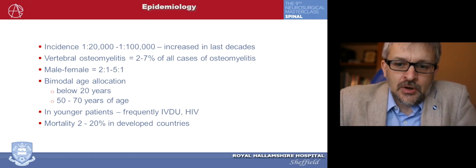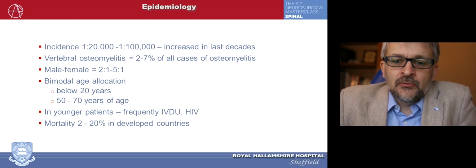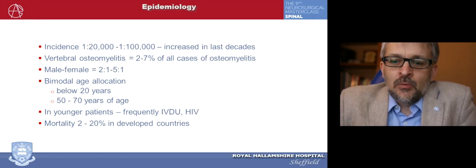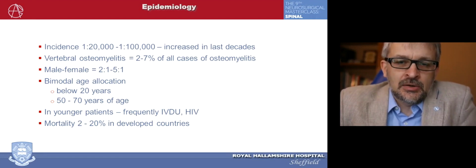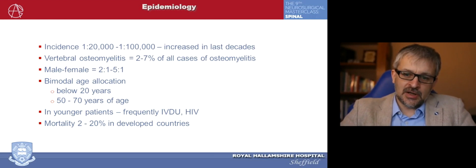Now, a few general words. The incidence of spinal infection increased significantly in the last decades, and it varies between 1 in 20,000 up to 1 in 100,000 persons. Vertebral osteomyelitis represents approximately 2 up to 7% of all cases of osteomyelitis, and it is more common in males. What you should remember is that there are two peaks of infection. One is below the age of 20, and the second peak is in the group of 50 to 70.